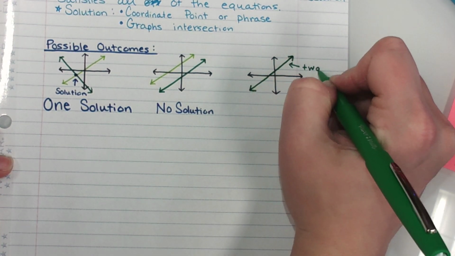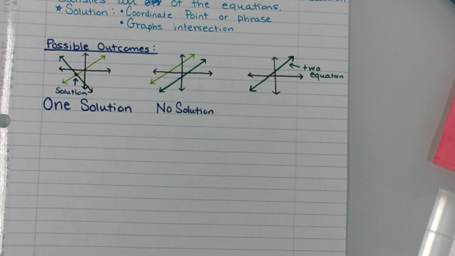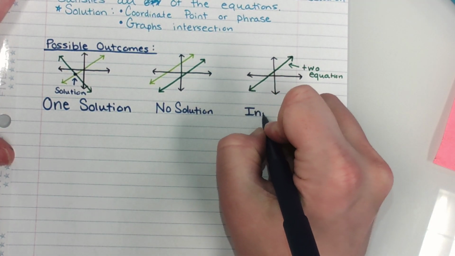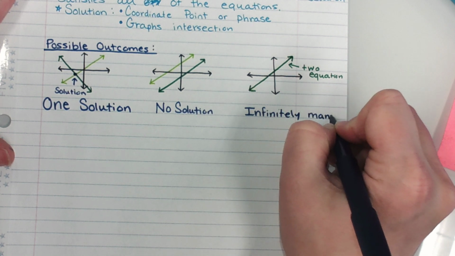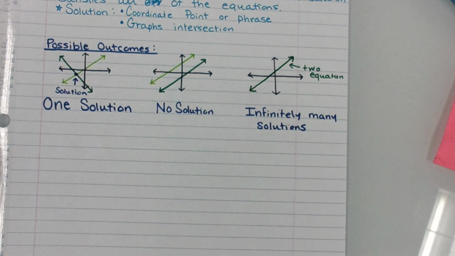2 different equations were given for one line. Where do those 2 lines intersect? Everywhere. Infinitely many solutions. Specifically, those solutions are every single coordinate point that satisfies either equation because they're technically the same equation.